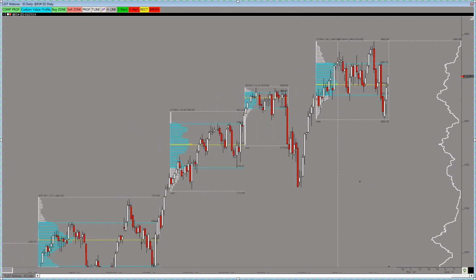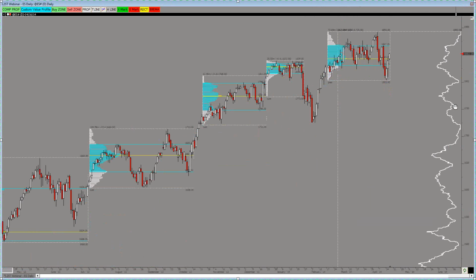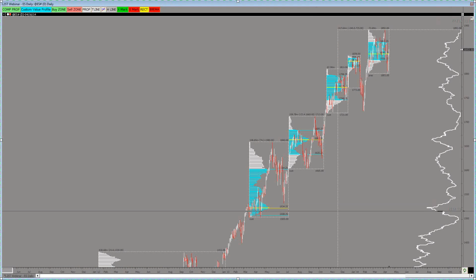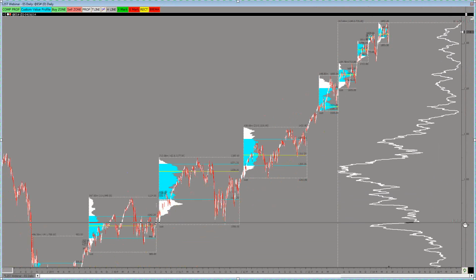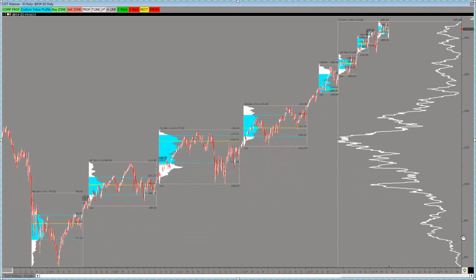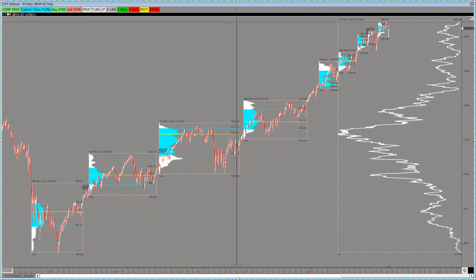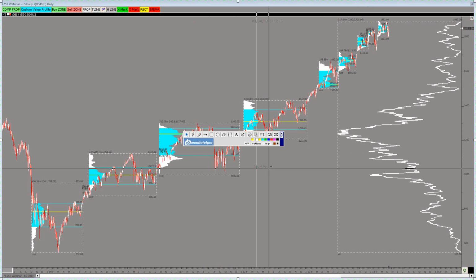Some people are probably sitting there thinking, okay, well, tell me something I don't know. You'll be surprised at how many people sit there and look at a 5-minute chart or a Renko chart or a volume chart and forget about what the bigger picture is. Now, let me just break this down in its most basic form.